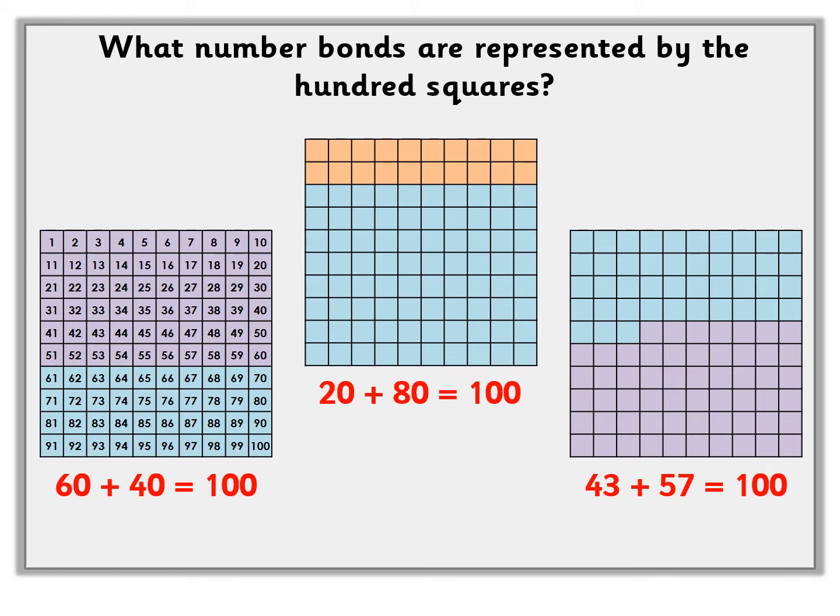So number bonds to 100, all you're really using are your number bonds to 10. Okay, so you can see that 60 and 40 is 100, just like 6 and 4 is 10. And 20 add 80 is 100, just like 2 add 8 is 10. And then the number bond you're using on the last one is the 3 and the 7. Okay, so if you've got 43, you need to have 7 more to get it to the next 10.